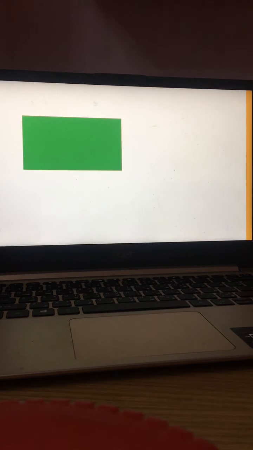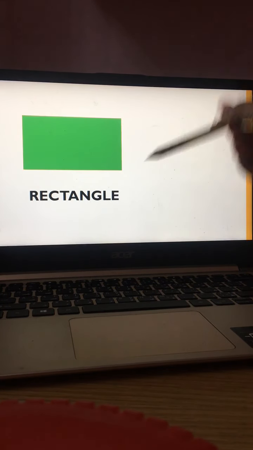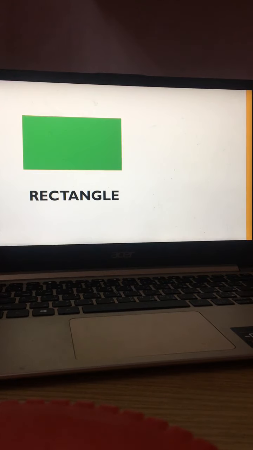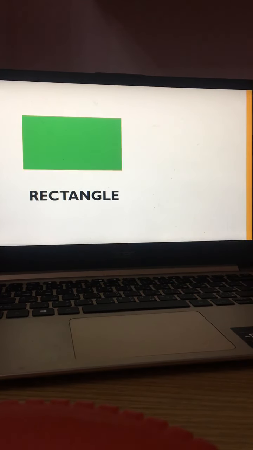Now, let's move on to the third 2D shape. It's called a rectangle. What is it called? Rectangle. This is the length of the rectangle and this is the width of the rectangle.